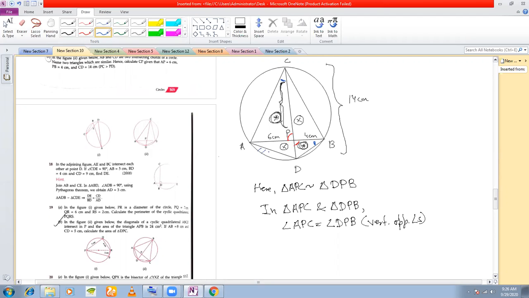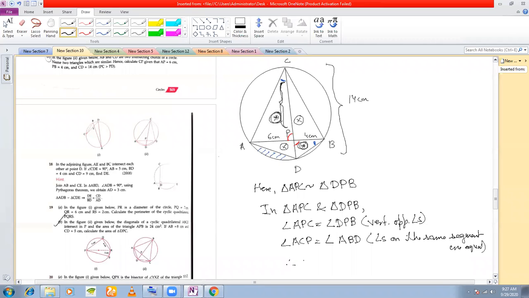If you see, this is the minor segment by the chord AD. Both these angles are on the chord AD, on the major part of the segment, right? So therefore, these two must be equal. So angle ACP must be equal to angle ABD. Why? Because angles on the same segment are equal.